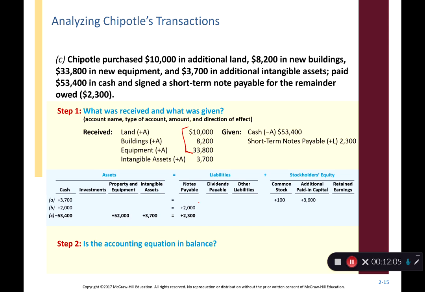Once we're done, we need to check and make sure we balance. The net effect of all of our assets is $2,300, which corresponds with the positive $2,300 impact on our liabilities. So our balance sheet is still in balance.